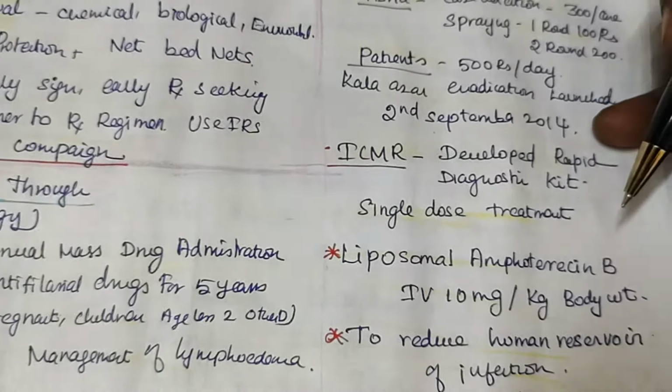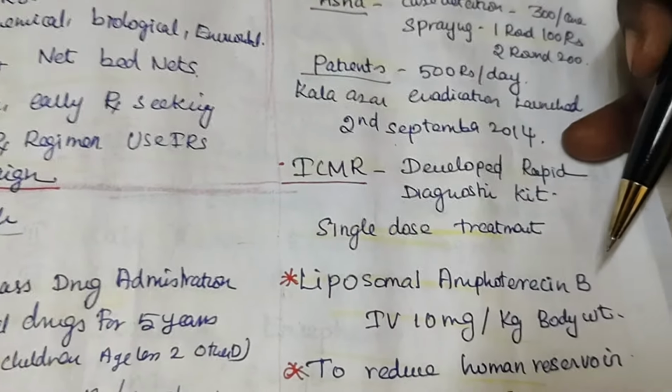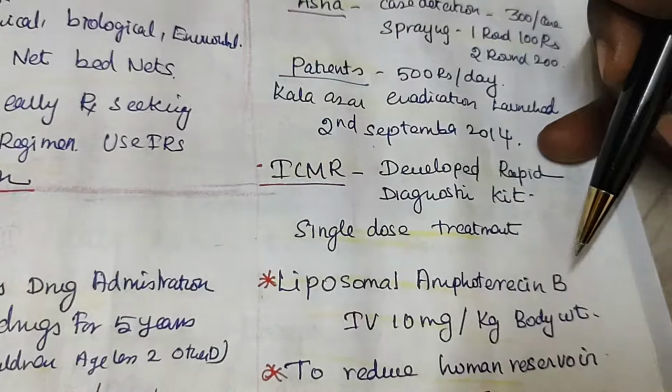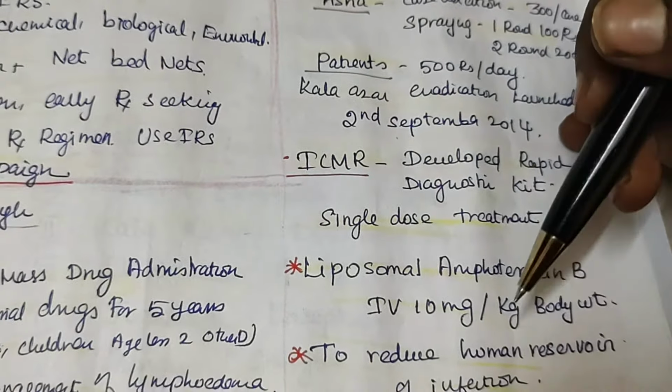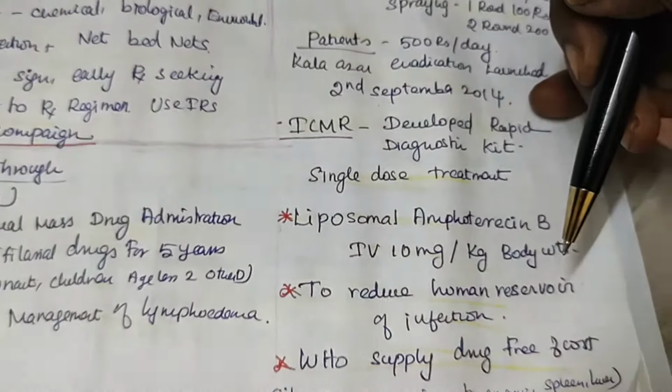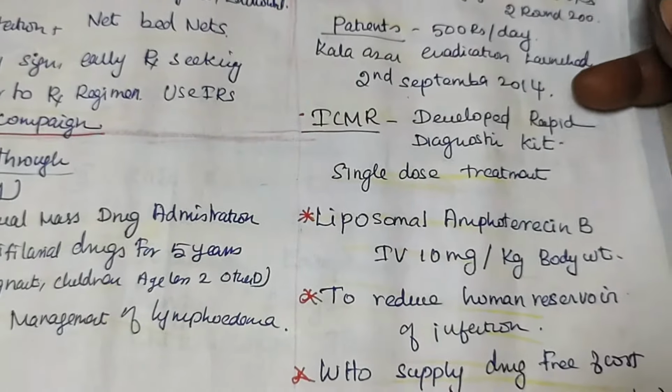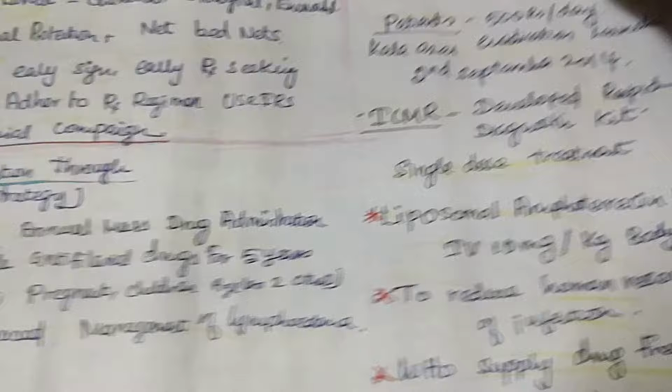So liposomal amphotericin B they are giving IV, 10 milligram per kg body weight, to reduce the human reservoir of the infection. Who is supplying? WHO is also supplying these main drugs.